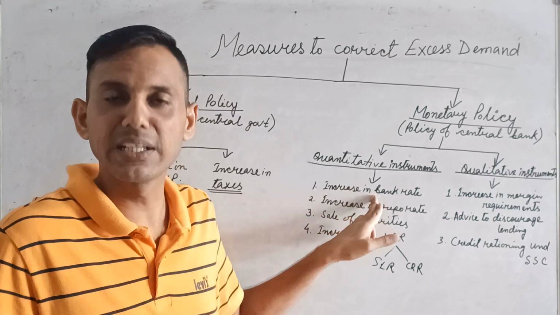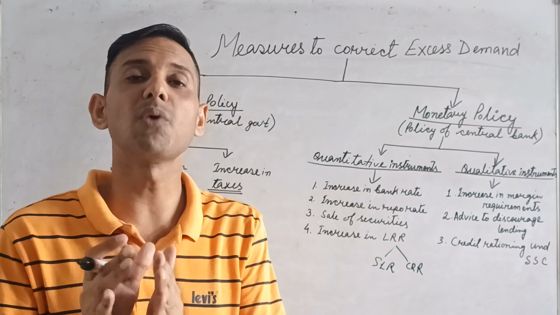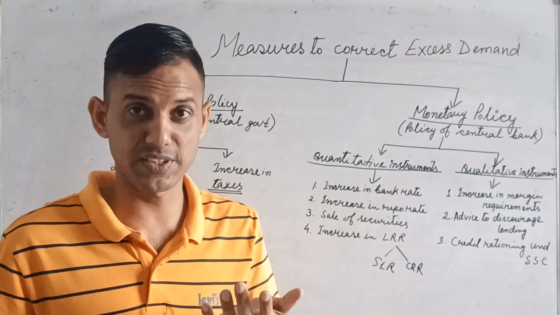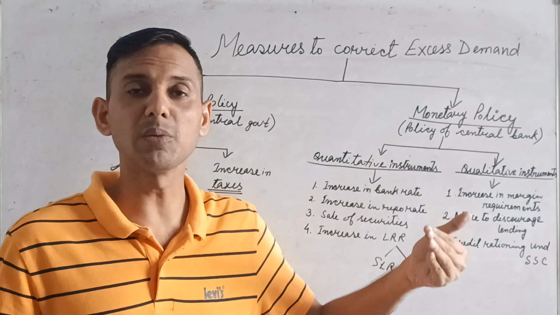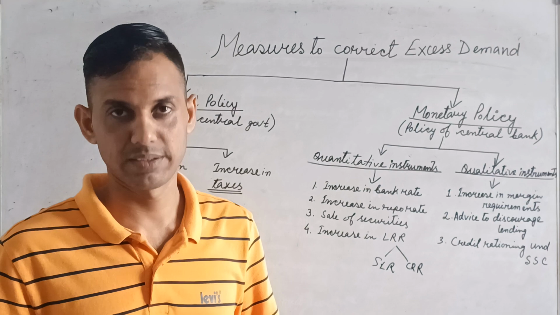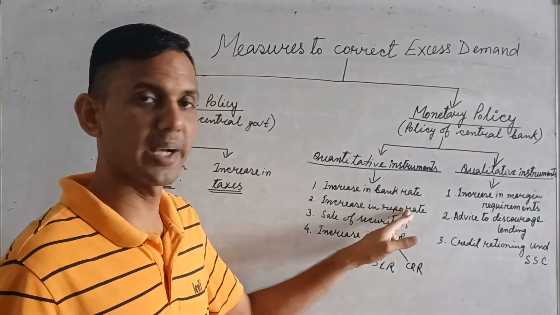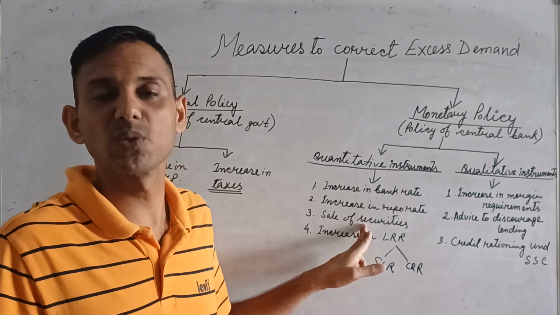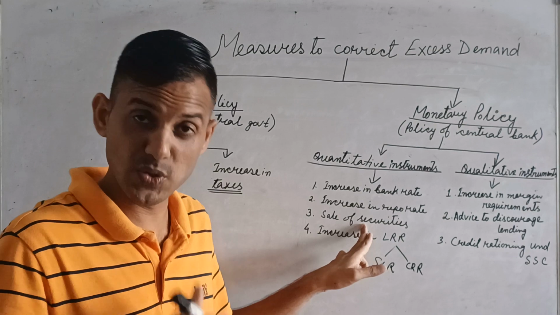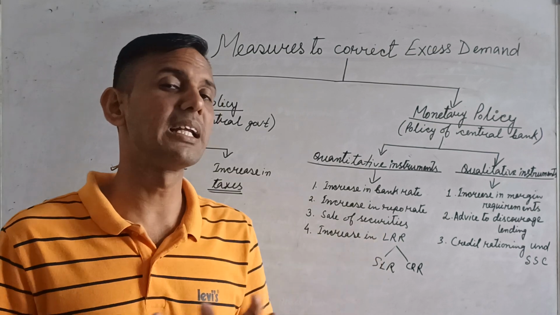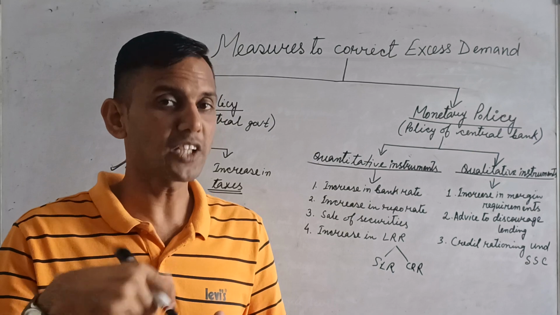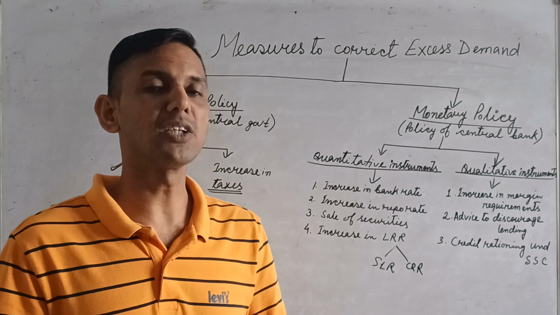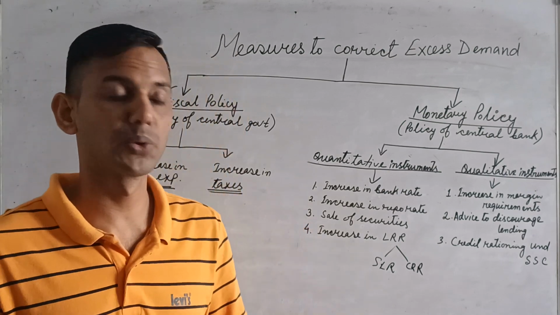Quickly, you see increase in bank rate. When bank rate increases, then the cost of borrowing for the commercial bank increases. So the commercial bank will borrow less from the central bank, and they will not be able to provide more loans to the public. Same thing for increase in repo rate also. Sale of securities: the central bank will sell securities and the commercial bank has to buy. It means indirectly the central bank is going to withdraw cash and liquidity from the commercial bank, so that the commercial bank will not be able to provide more loans to the public.